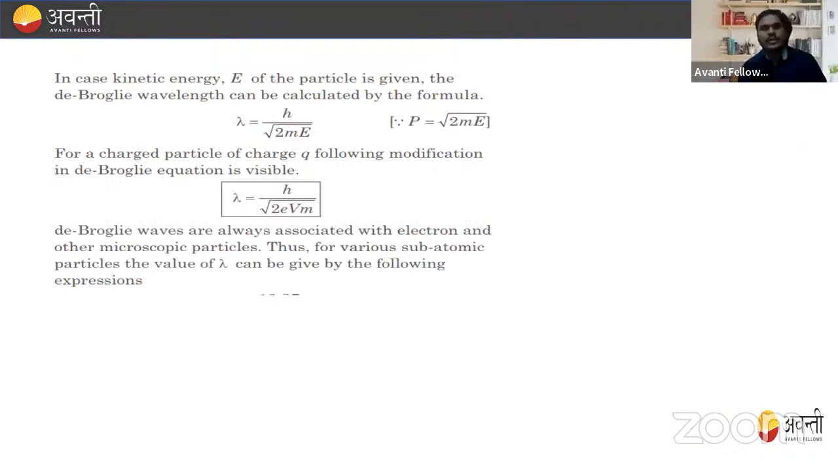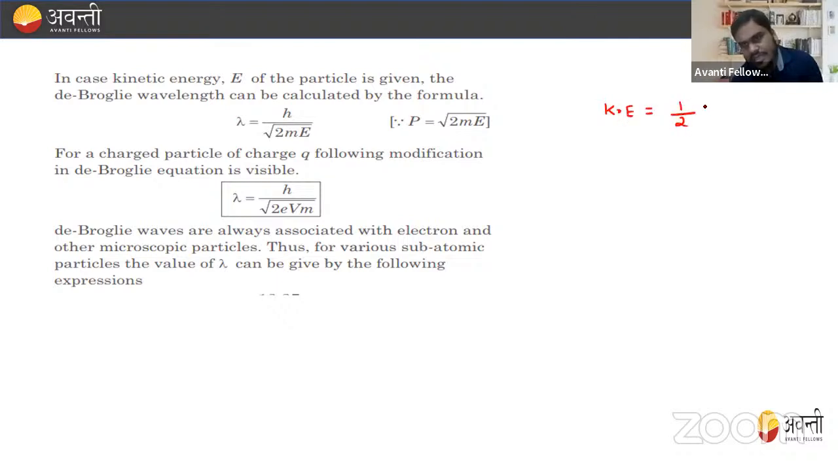Right. Now, when the kinetic energy of the particle is given, the de Broglie wavelength can be calculated by a formula like this: lambda is equal to h upon under root 2 m E. How does this come about? We know that kinetic energy is what?